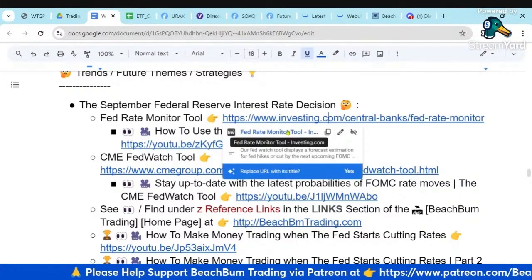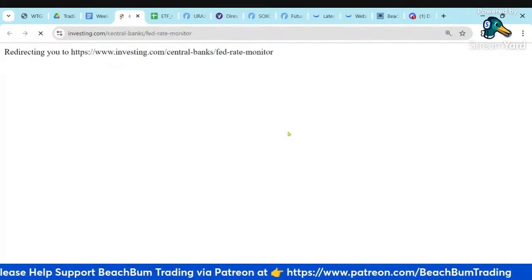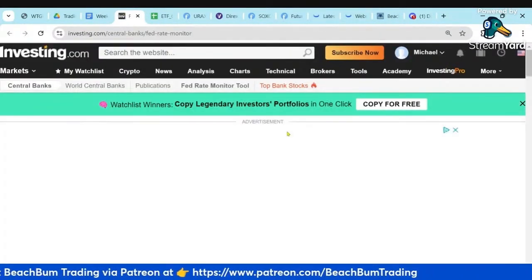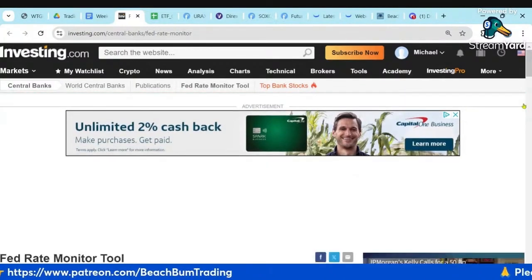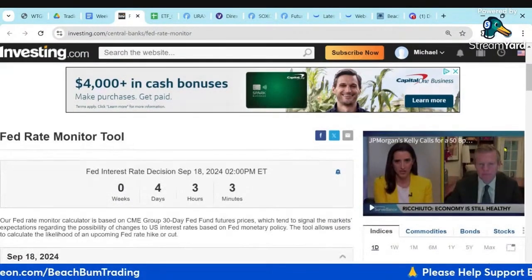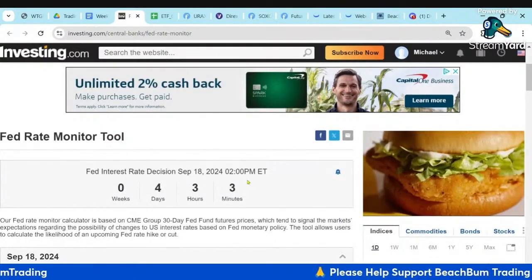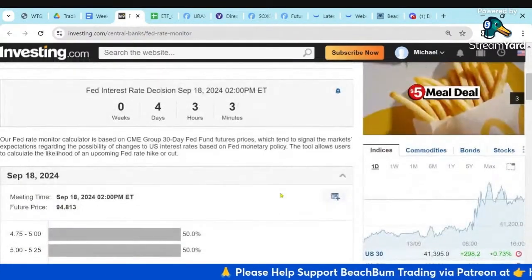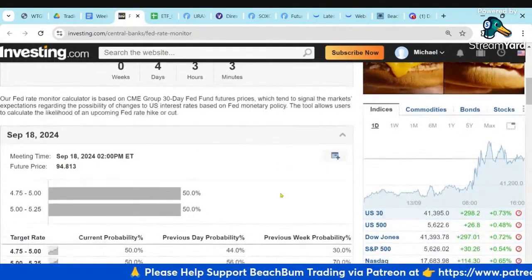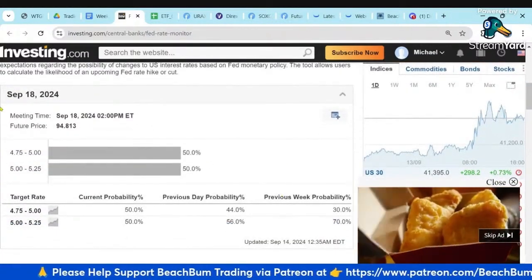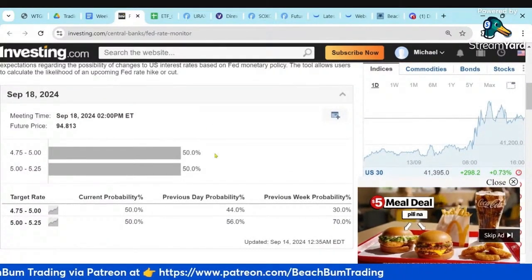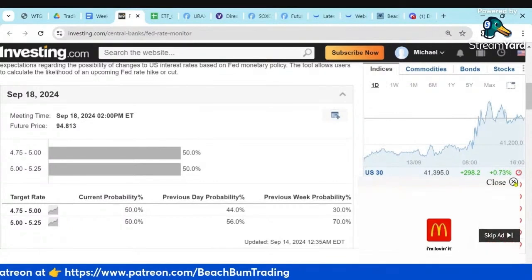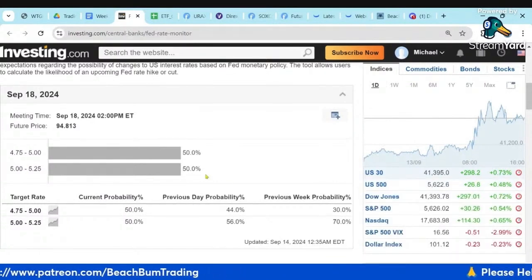Okay, first we'll look at the Fed rate monitor tool, see what it says in terms of the probability of a 25 versus 50 basis point cut on Wednesday. So let's see, we've got a countdown clock. Let's see, 4 days till the decision. And if we look at the September Federal Reserve interest rate decision for this September, you can see right now it's showing a 50-50 chance of a 25 versus 50 basis point cut.